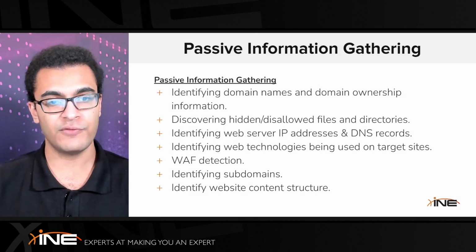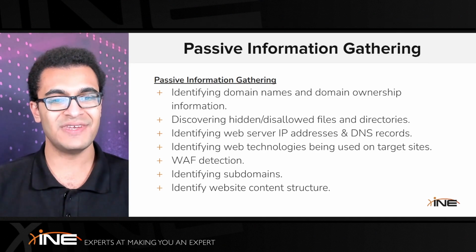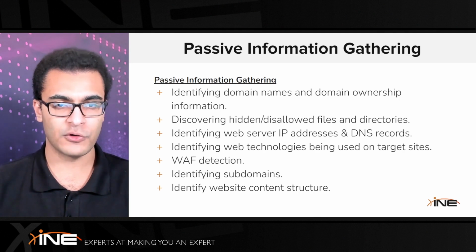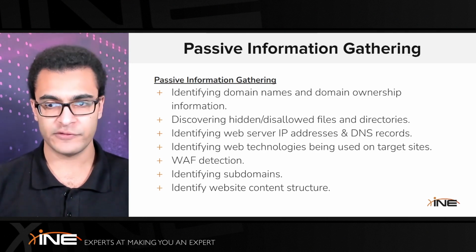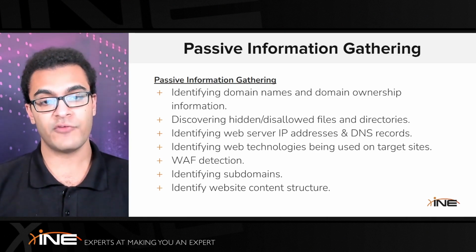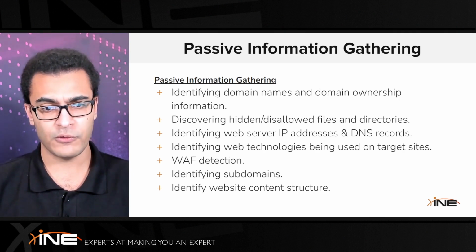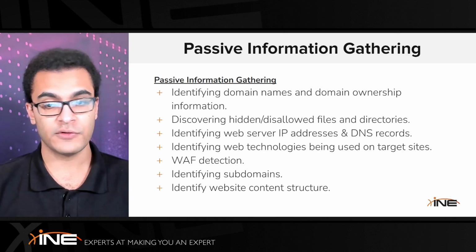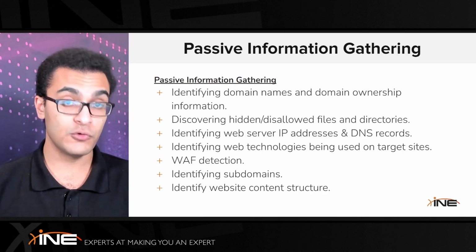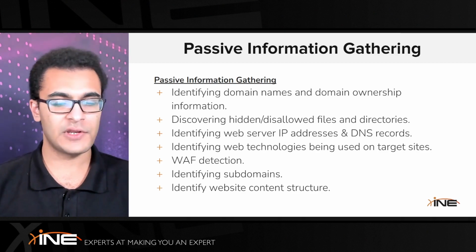Now, under passive information gathering, I've sorted all of the techniques that fall under this particular type of information gathering based on the fact that we are not actively engaging with the target site in a way that may be construed as malicious. So it's sort of using what is already available. What falls under this is identifying domain names and domain ownership information, discovering hidden or disallowed files and directories, identifying web server IP addresses and DNS records, identifying the web technologies being used on target sites, web application firewall detection, identifying subdomains through passive techniques, and identifying the website content structure specifically through passive crawling and/or spidering.